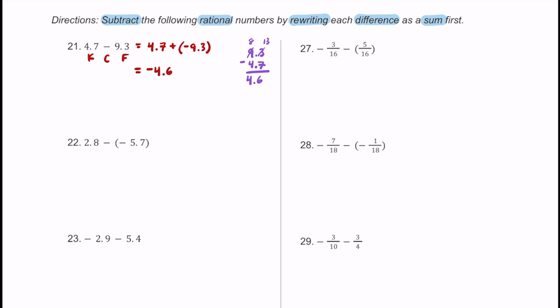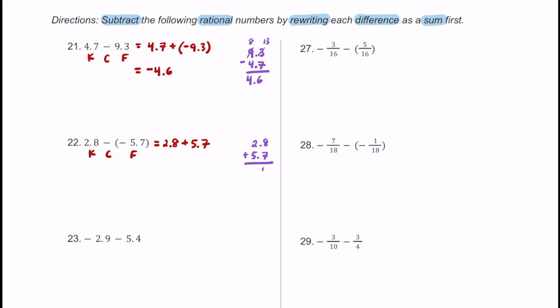Okay. For number 22, we have 2.8, and we're taking away this negative 5.7. So we're going to keep, change, flip. If we do that, we're going to have 2.8 plus a 5.7. Okay. And so these are both positive numbers, so that's nice. We don't have to do any subtracting. We're just going to add their absolute values. Positive plus a positive is always positive, so it's just going to become more positive.